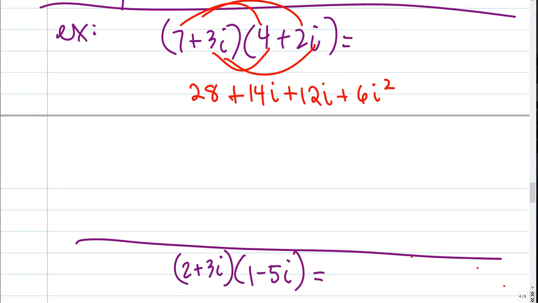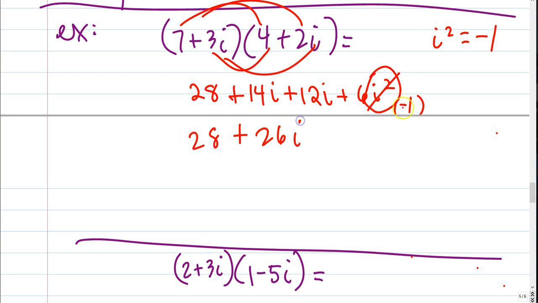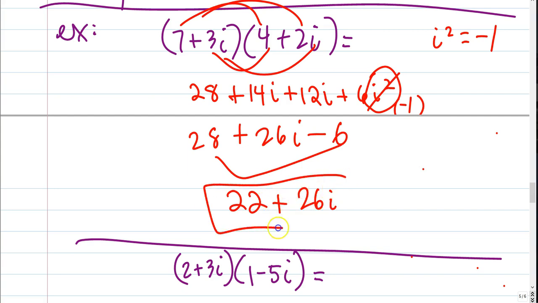Now normally we would just combine like terms and be done, but this is a little different because i squared is something special. i squared is the same thing as negative 1. So I'm going to replace that with a negative 1. So really it's 28 plus, what is that, 26i, and 6 times negative 1, minus 6. Those can combine, so it's really 22 plus 26i. So it's just like our distributing that we've done before, but every time I see an i squared, you got to catch that it can be replaced with a negative 1.